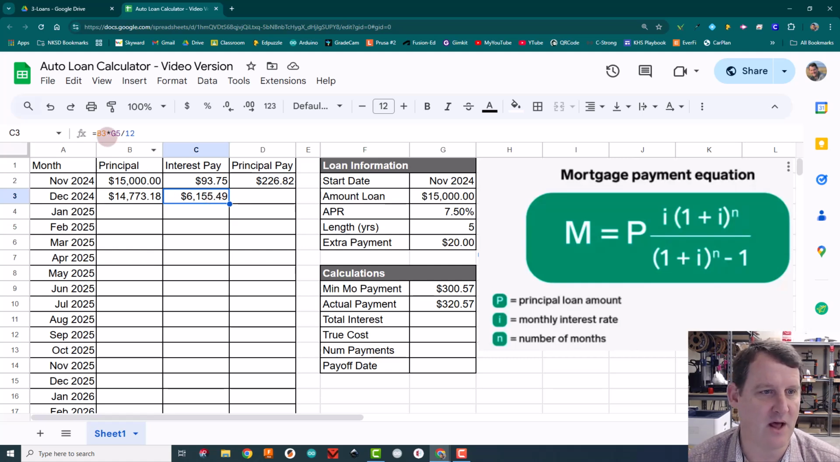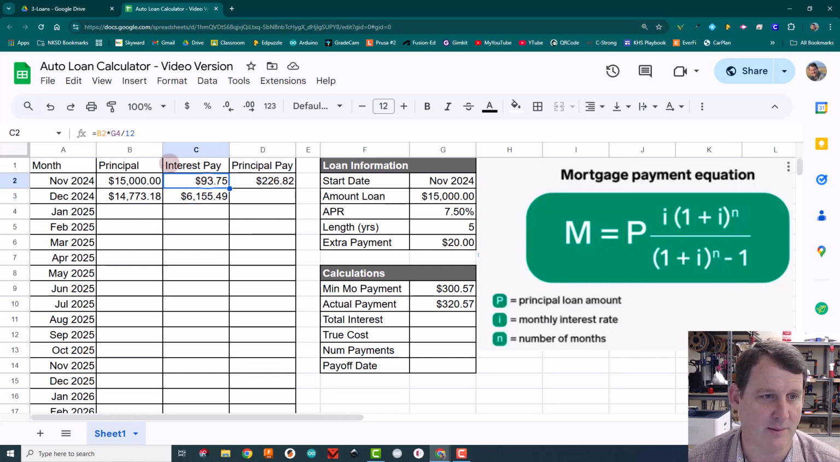So in this cell, it's taking B3, which is this one. It's multiplying it by G5 divided by 12. So let's go find G5. Oh, it jumped down a row. Notice how it's supposed to be this one divided by 12. It ended up being this one divided by 12. So we can go fix that.